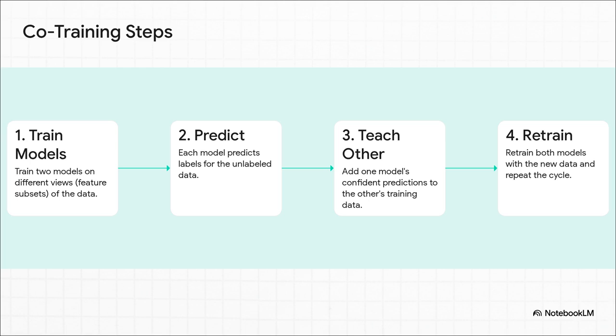They both make their own predictions on the homework, but then, instead of grading their own work, they teach each other. The first student's most confident answers become new study material for the second student, and vice versa. It's this back and forth, this constant cross-checking that helps prevent either one from going too far down the wrong path.